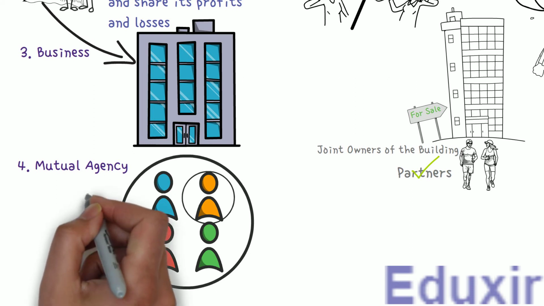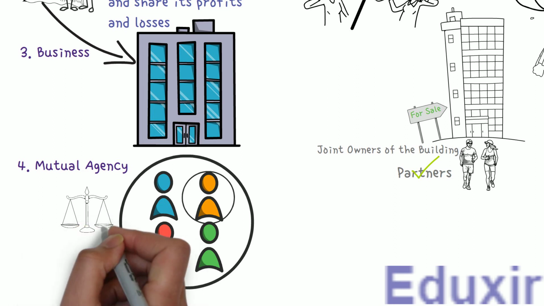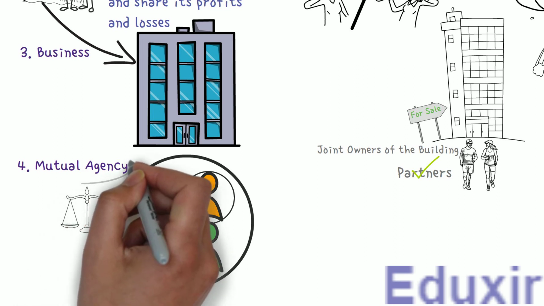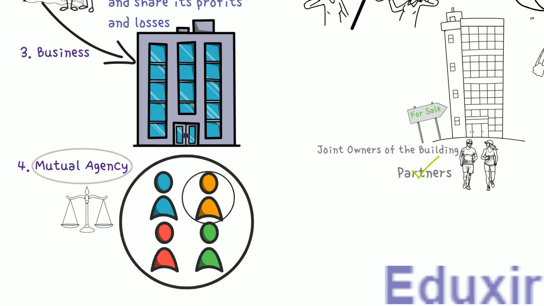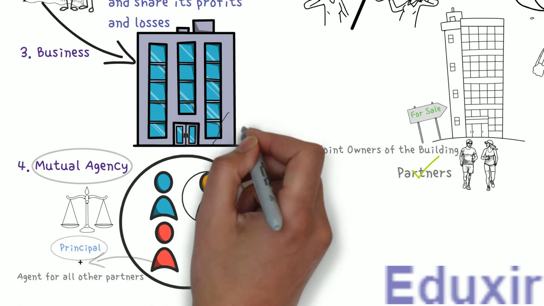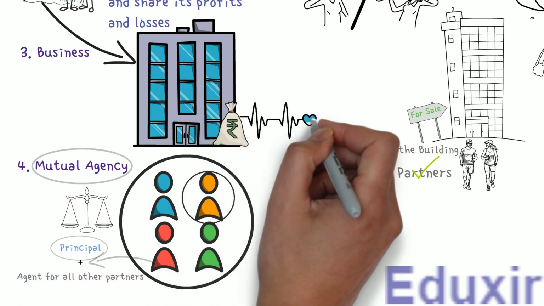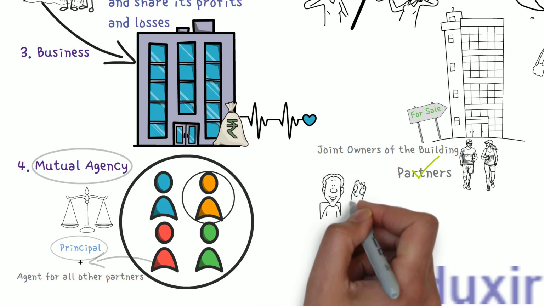First, every partner has a legal right to participate in the affairs of the business and conduct the business. Second, there is something called mutual agency that exists among all the partners. This means that every partner is the principal as well as the agent for all the other partners. Here, the word principal means that the partner is responsible for the financial well being of the business, and agent means that he will be representing all the partners.